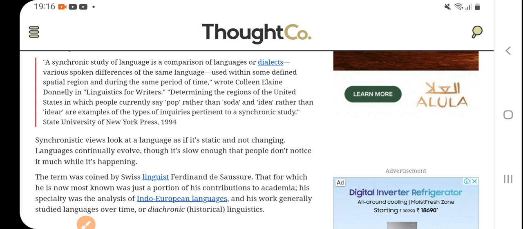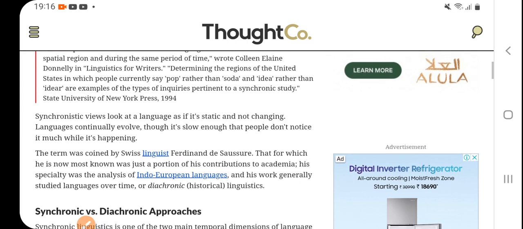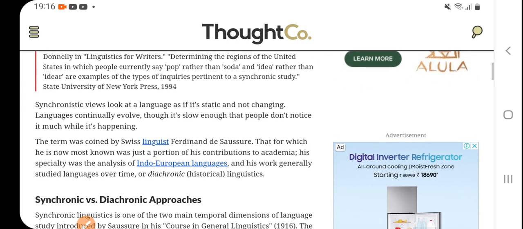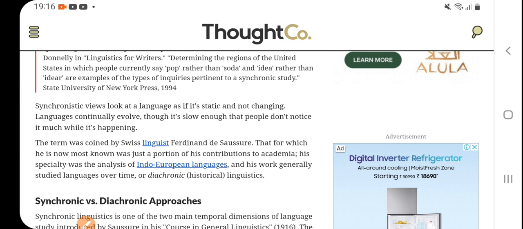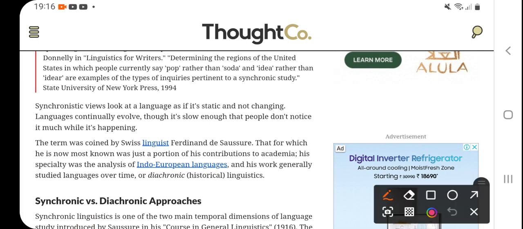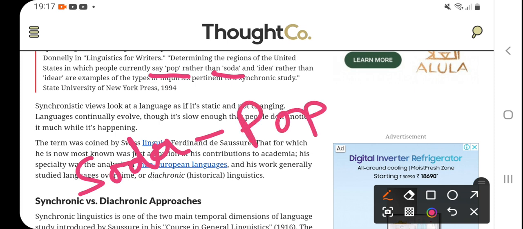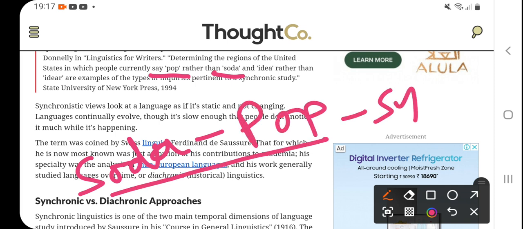You can understand that a comparative study of dialects is a synchronic study of language, right? Now the next author says that it is determining the regions of the United States in which people currently say pop rather than soda. So now they have replaced the word soda, which was used once upon a time. Now they use pop. That's a synchronic study, right?